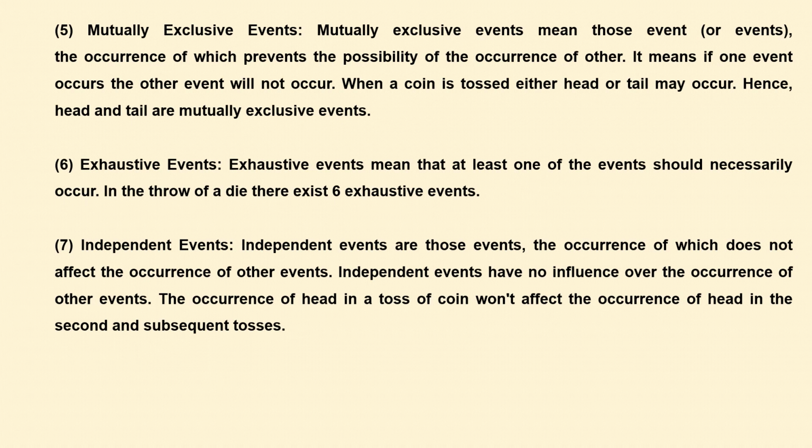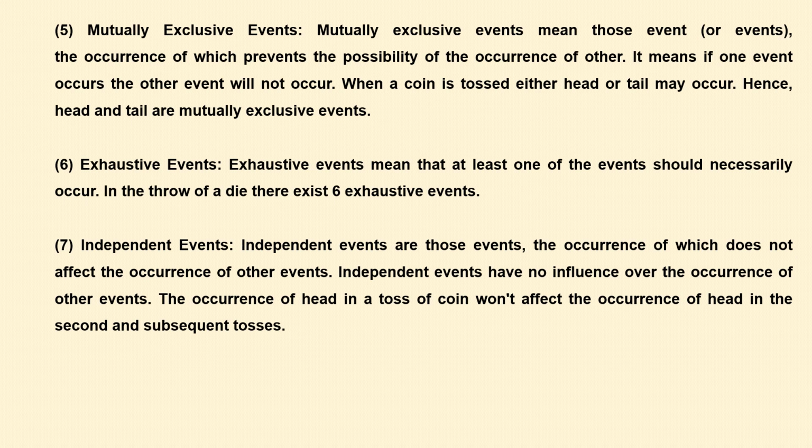Sixth one, exhaustive events. Exhaustive events mean that at least one of the events should necessarily occur. In the throw of a die, there exist six exhaustive events. Any one will occur. In the tossing of coin, head or tail will definitely occur. That is called exhaustive events.